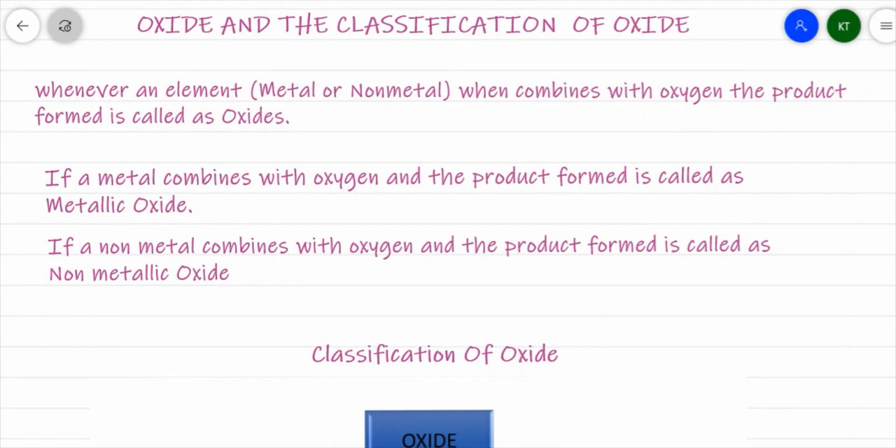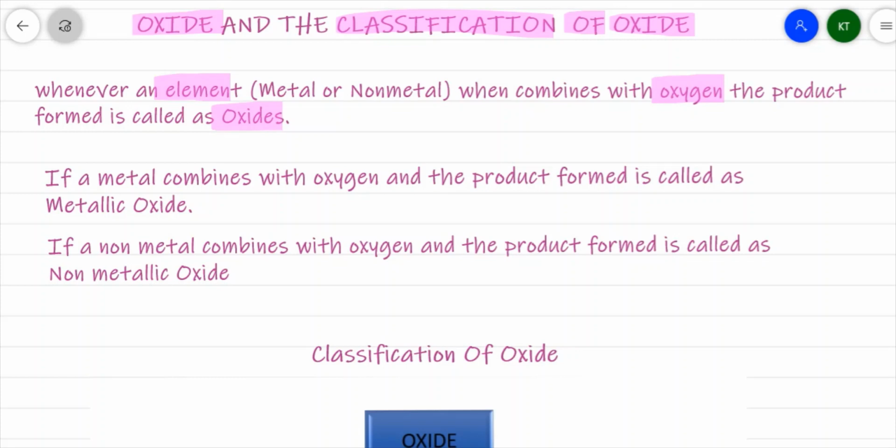Namaste. Let us discuss what oxides are and how they are classified, that is, the classification of oxides based on their nature. Now, we have an element, whether it is a metal or a non-metal. Whenever any element, metal or non-metal, combines with oxygen, it results in the formation of a product. That product is known as an oxide.